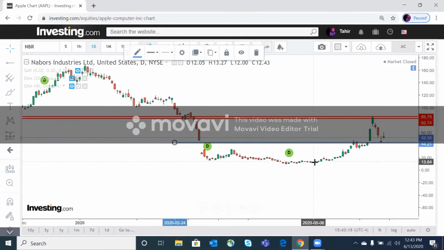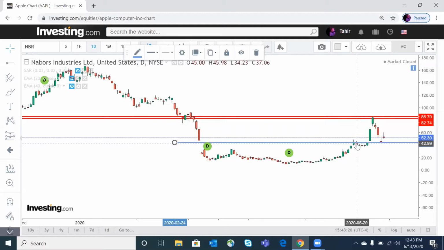And this has been tested previously. Like here, it tried to cross this, but it didn't. So it acted as a resistance here. And then again at this point, same day, it was not able to cross. It opened here and it fell down. So the stock price was prevented from going above this point. So it was acting as a resistance.